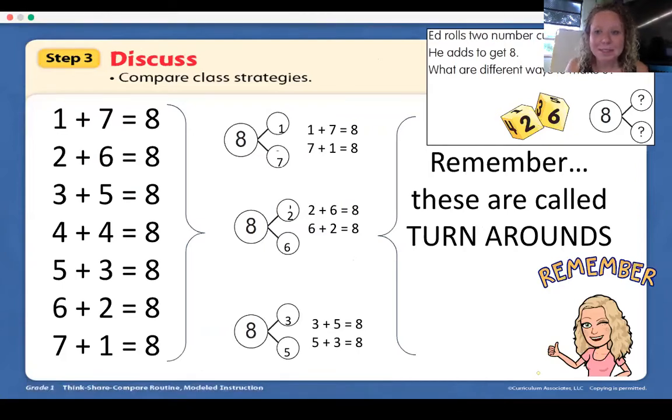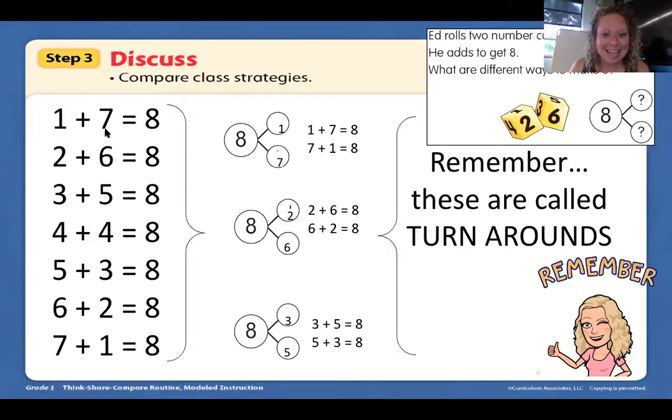Here are some different ways that Ed could get 8. He could have rolled a 1 and a 7 to get 8. He could have rolled a 2 and a 6 to get 8. He could have rolled a 3 and 5 to get 8. He could have rolled a 4 and 4 to get 8.